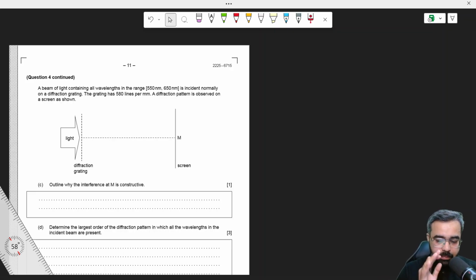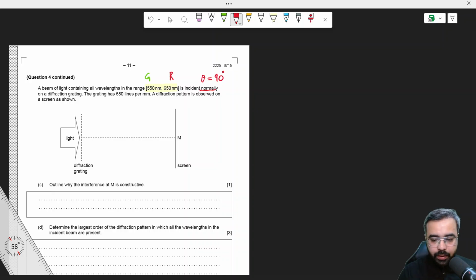So for example, a beam of light that is falling has a wavelength in this range, 550 nanometer to 650 nanometer. So you can say from the green light to the red light. From the green light, it means that all the lights below 550 nanometer, blue light or violet, indigo, are missing in this wavelength range. Now it is incident normally, right? So it means that the angle is 90.